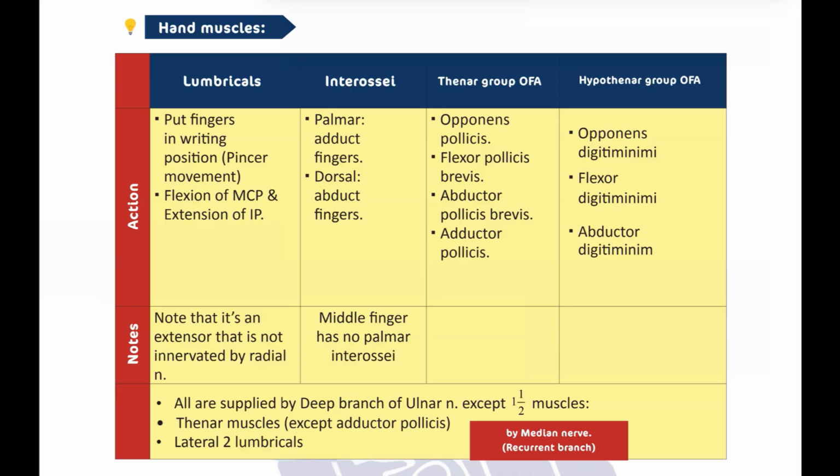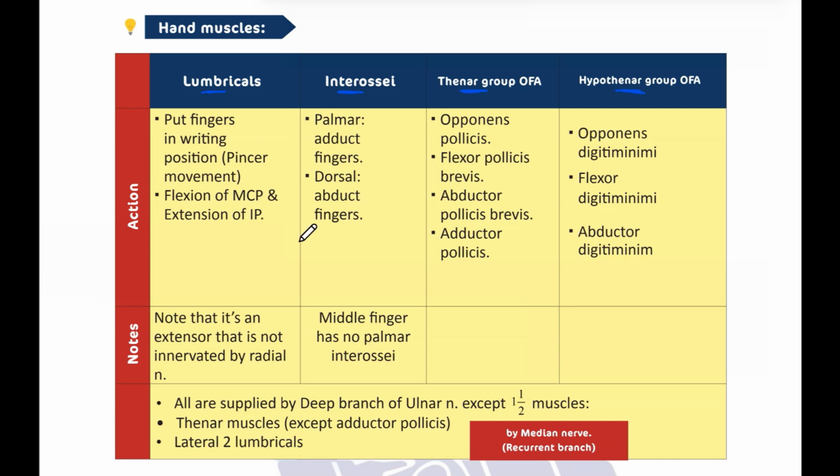So, now we have the hand muscles. There are two things that you need to understand. First of all, understand the classification or the grouping of the muscles, and then we will learn which categories are supplied by which nerves. So we have lumbricals, interossei, thenar group, and the hypothenar group.